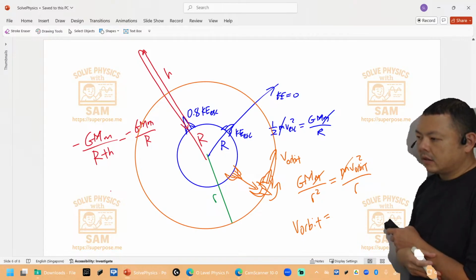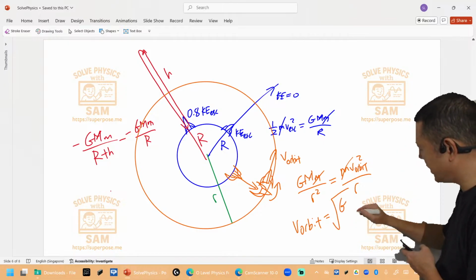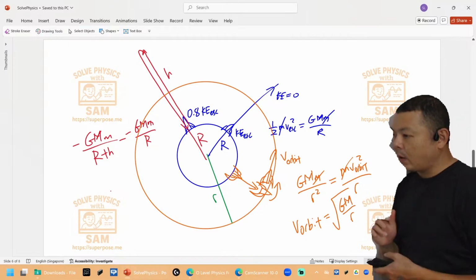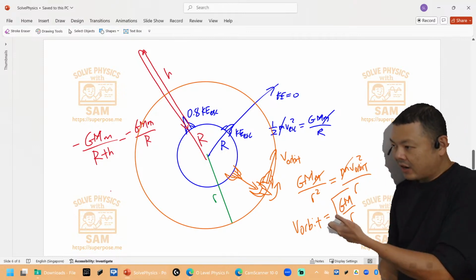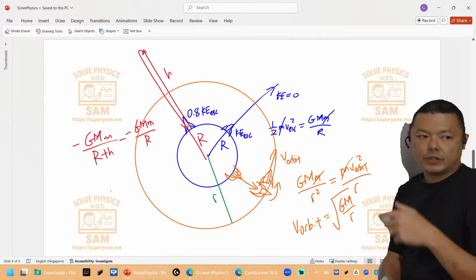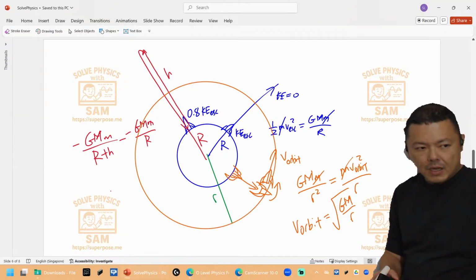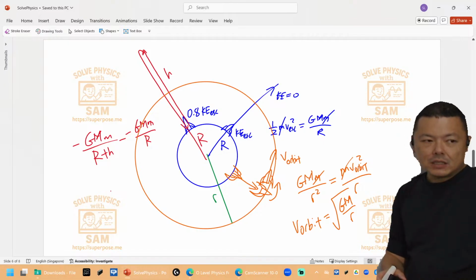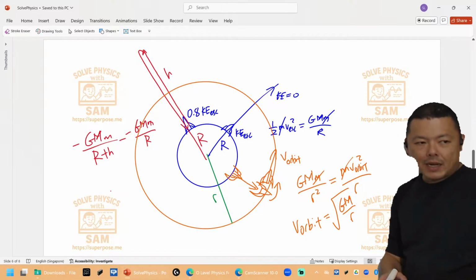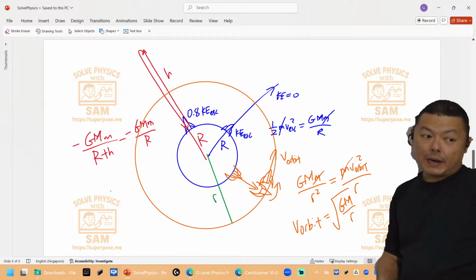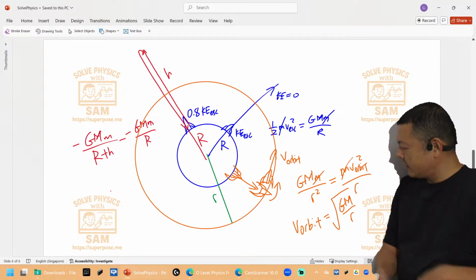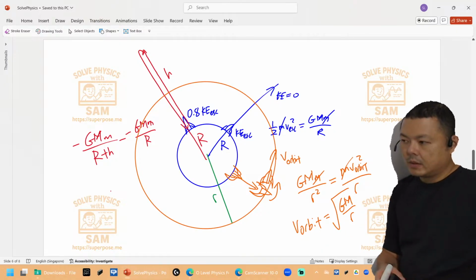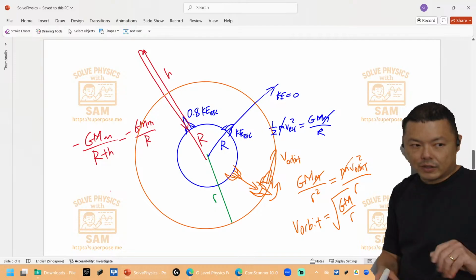So what do you get? Square root of GM over r. So if you want to find out the orbital speed required to orbit at this distance r, the generic equation is just square root of GM over r. I wouldn't use r omega because omega means you need to know the period, 2 pi over T, but I don't know what the period is. I will just use whatever I have here. So this is my V orbit here.